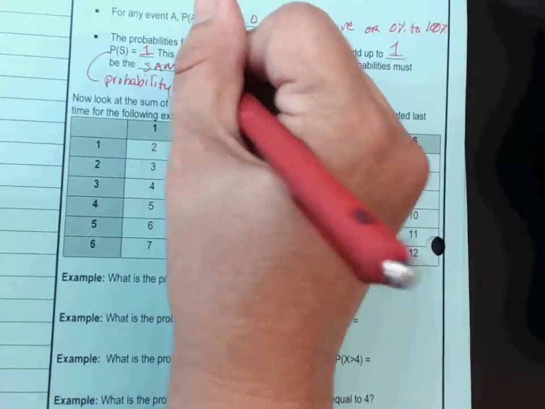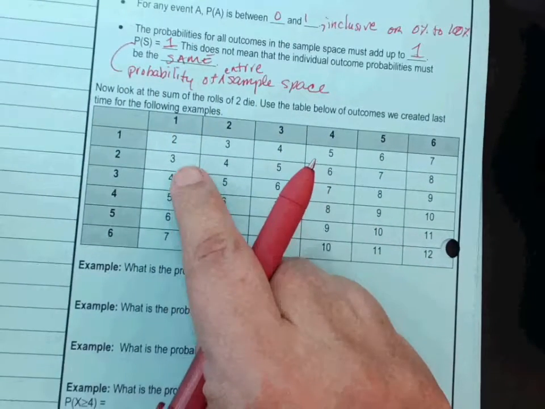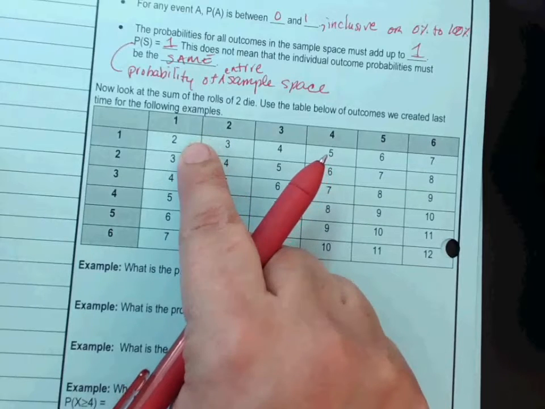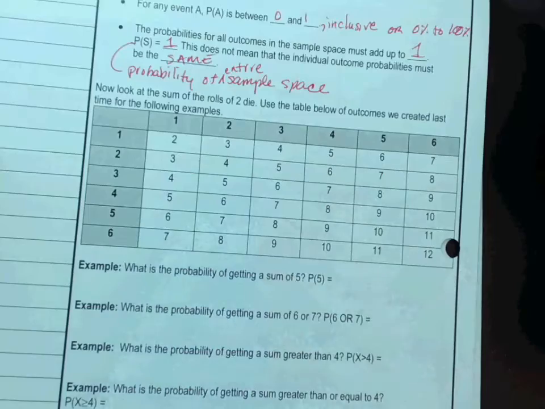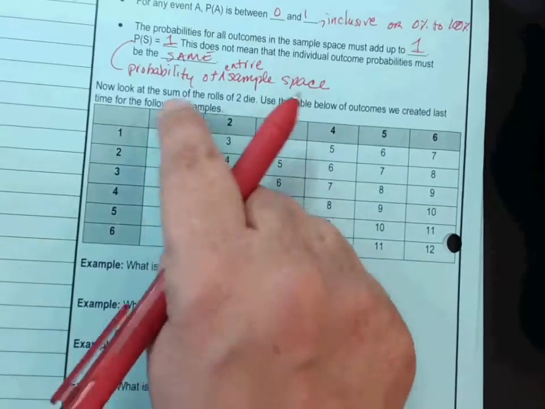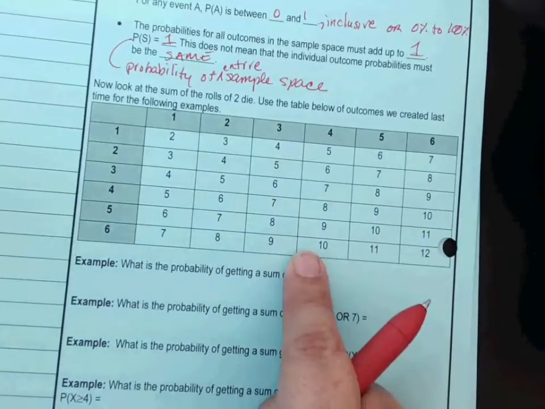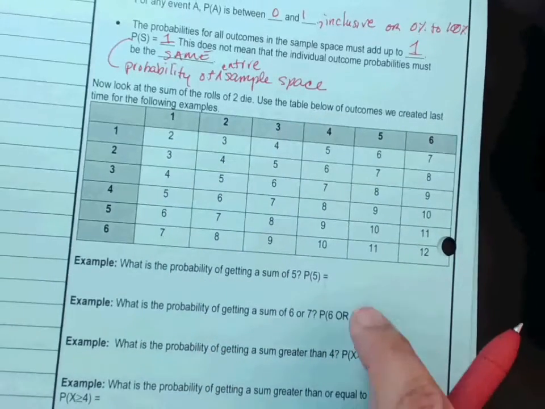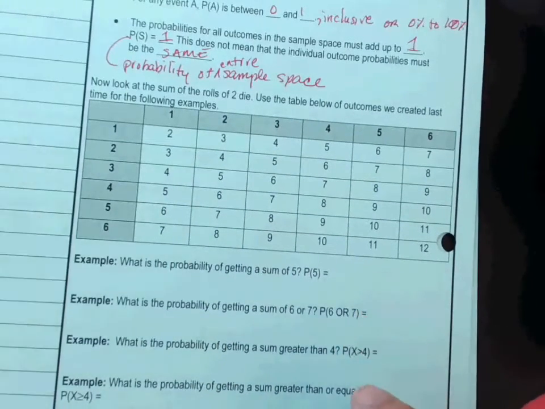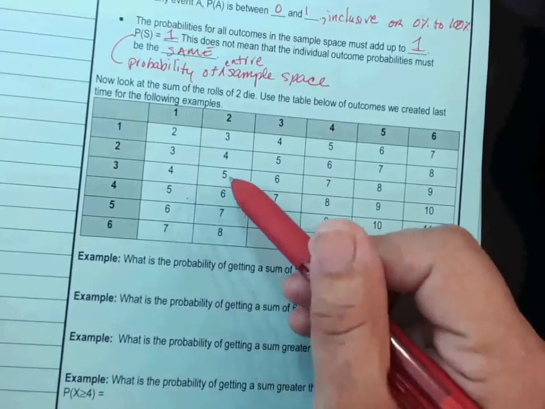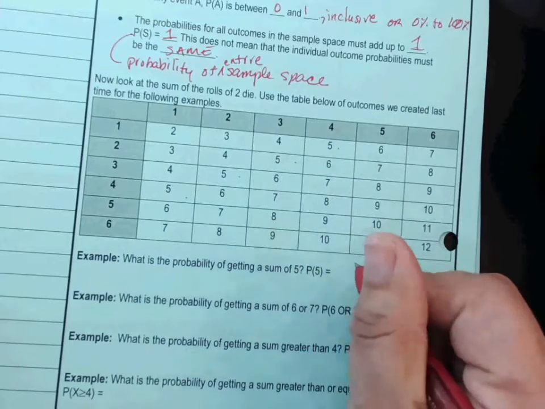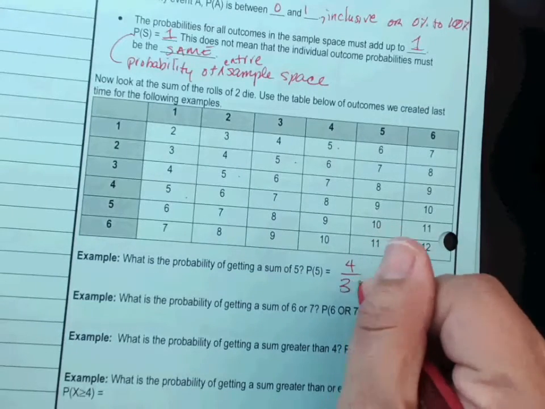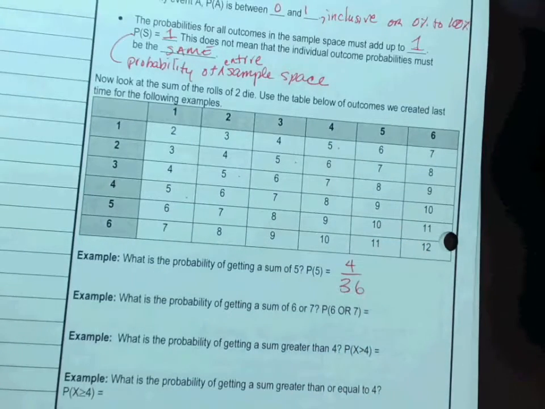This does not mean that the individual outcome probabilities must be the same. For example, is the probability of rolling a 2, the sum of 2 dice, the same as the probability of rolling a 4? No. There's only one way to get a 2 out of 36. But with a 4, there are 3 ways to get a 4 out of 36. What's the probability of getting a sum of 5? Well, let's see. 1, 2, 3, 4. So there are 4 out of 36 ways to get a 5.